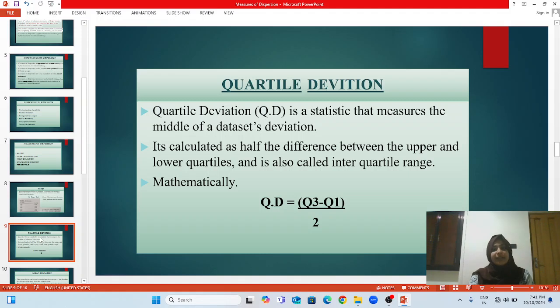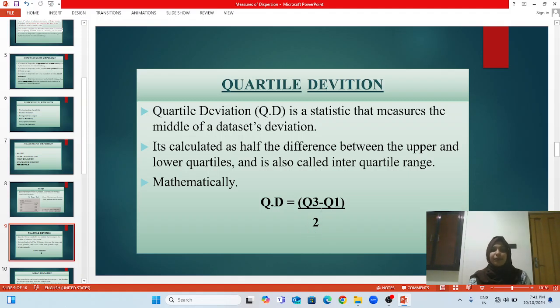In order to calculate the quartile deviation, we subtract the Q1 value from the Q3 value. Q3 is the upper quartile, and Q1 is the lower quartile, and that is divided by 2. So the QD can be calculated as Q3 minus Q1, that is the upper quartile value minus the lower quartile value, divided by the number 2.